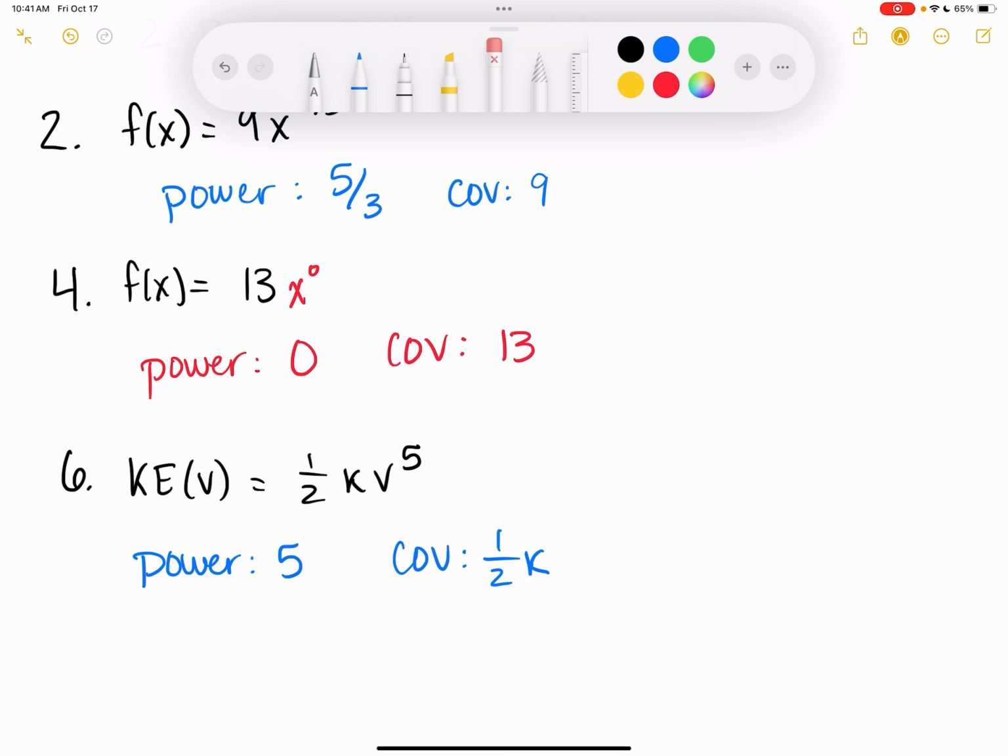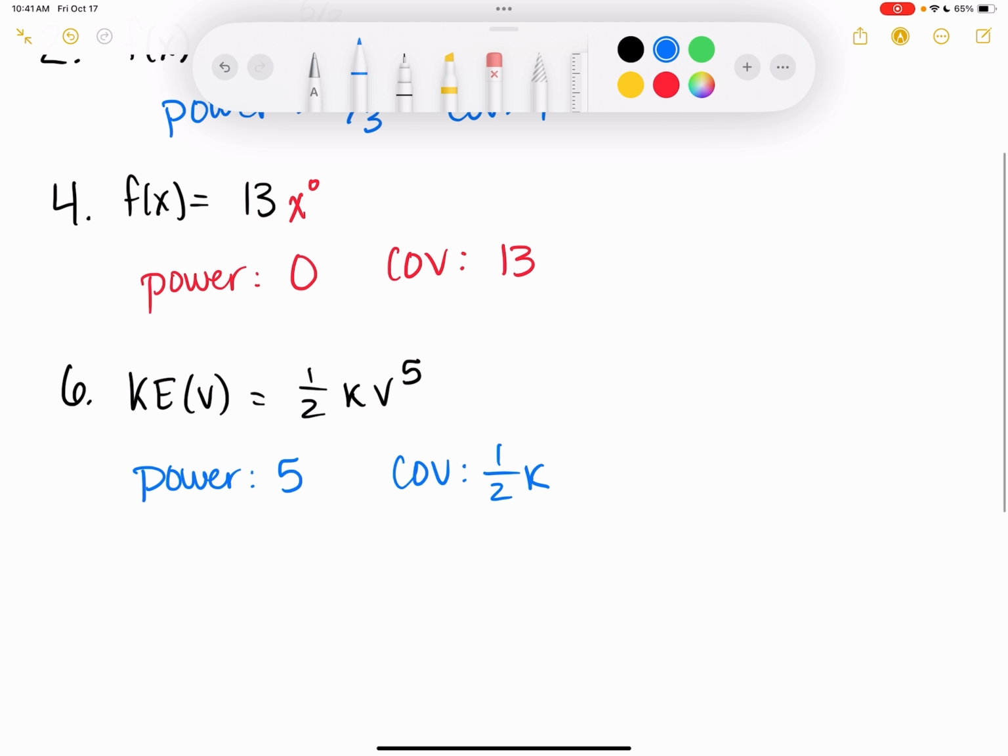On the quiz or test, do you want us to write out KE of v or will it already be written on the test for you? You'll just be answering the question. I thought we were gonna make up our own problems. You know, I could get crazy on you.